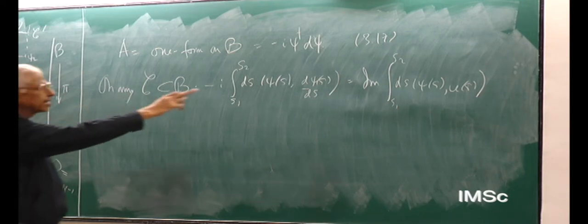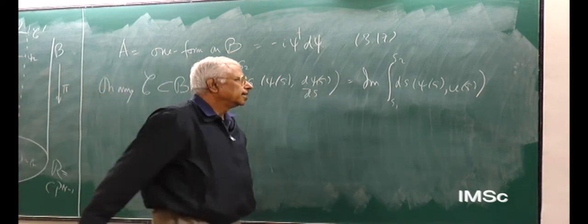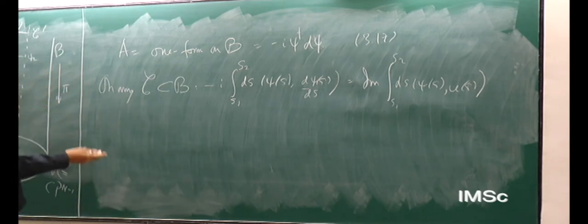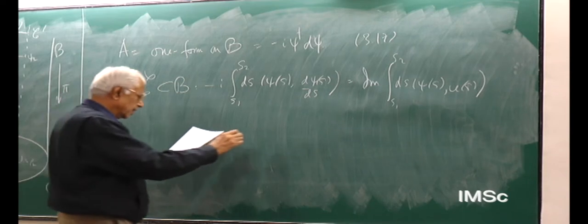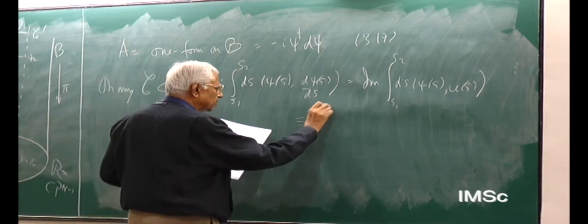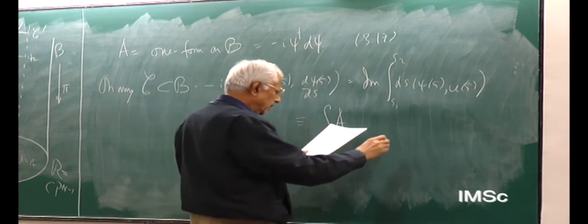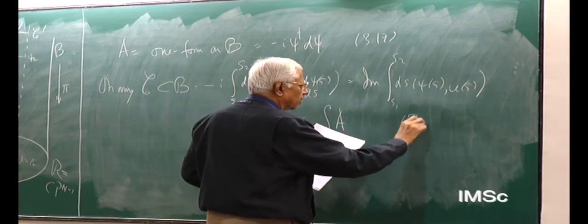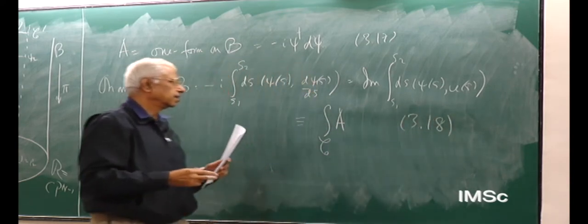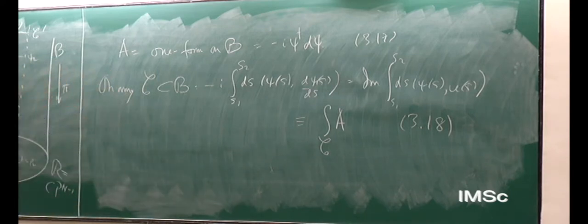So this thing is a number associated with the curve C. It's a geometric quantity. It does not depend on how you parameterize it. And this is, in the language and notations of differential geometry, written as the integral of A along the curve C. This is the differential geometric notation for it.